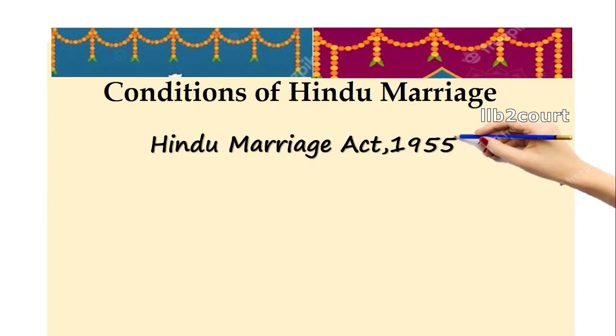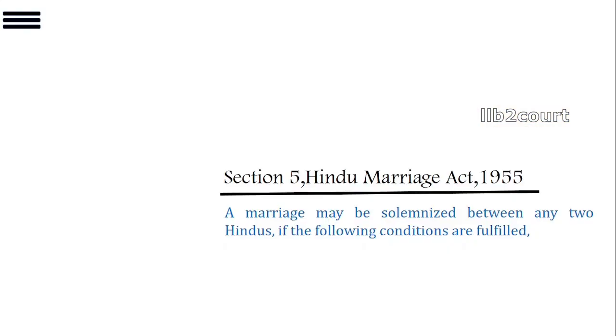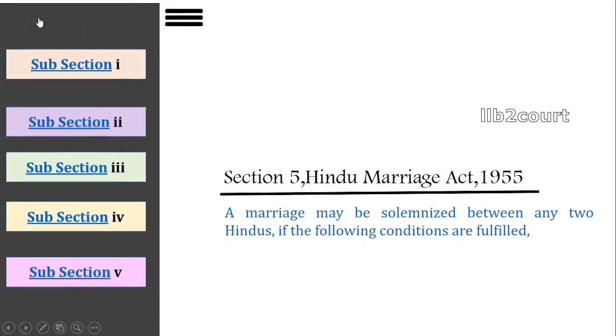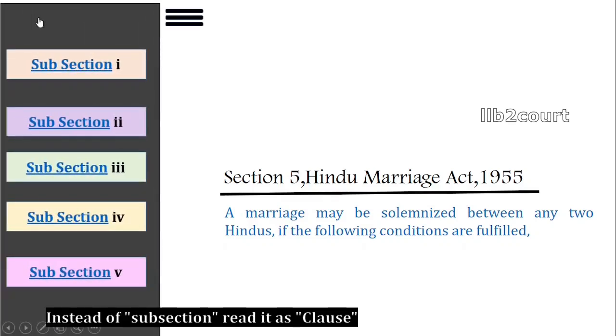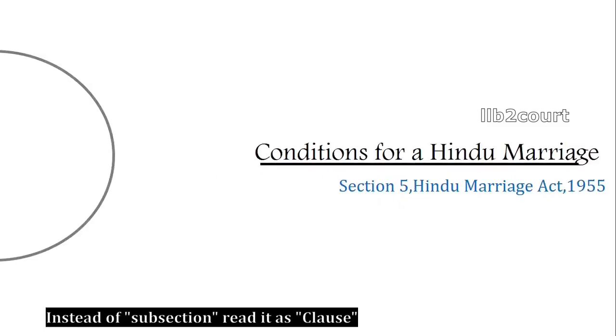Let's get started. Section 5 of the Hindu Marriage Act 1955 states that if any two Hindus are performing a marriage, the conditions which are listed out in this section have to be fulfilled. And section 5 consists of 5 subsections, and each subsection tells about a condition that we are going to see in detail. So section 5 and 5 conditions.